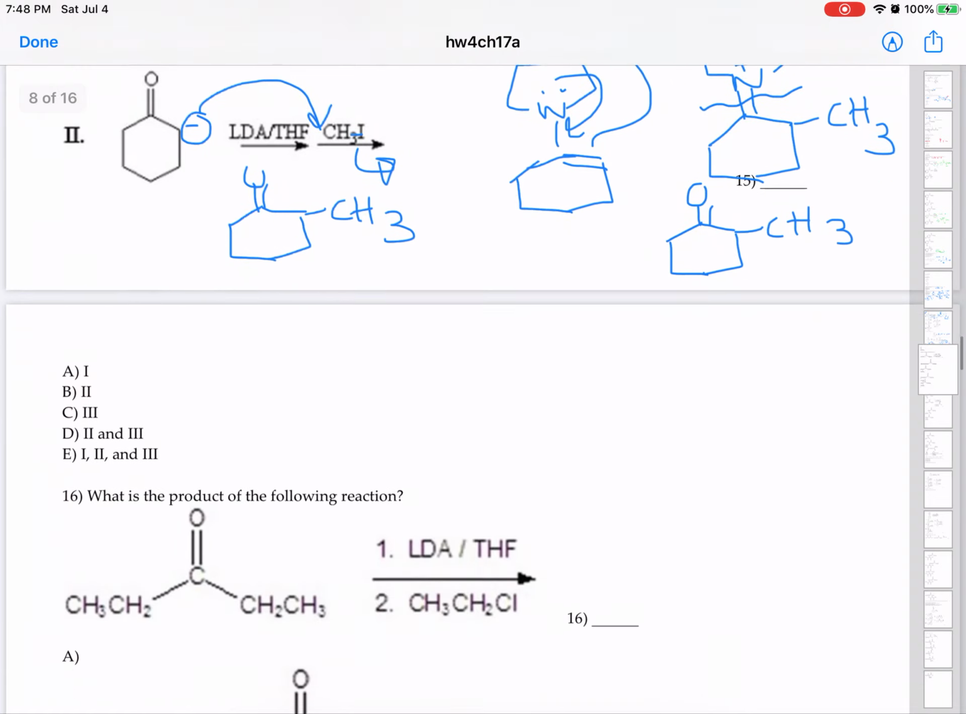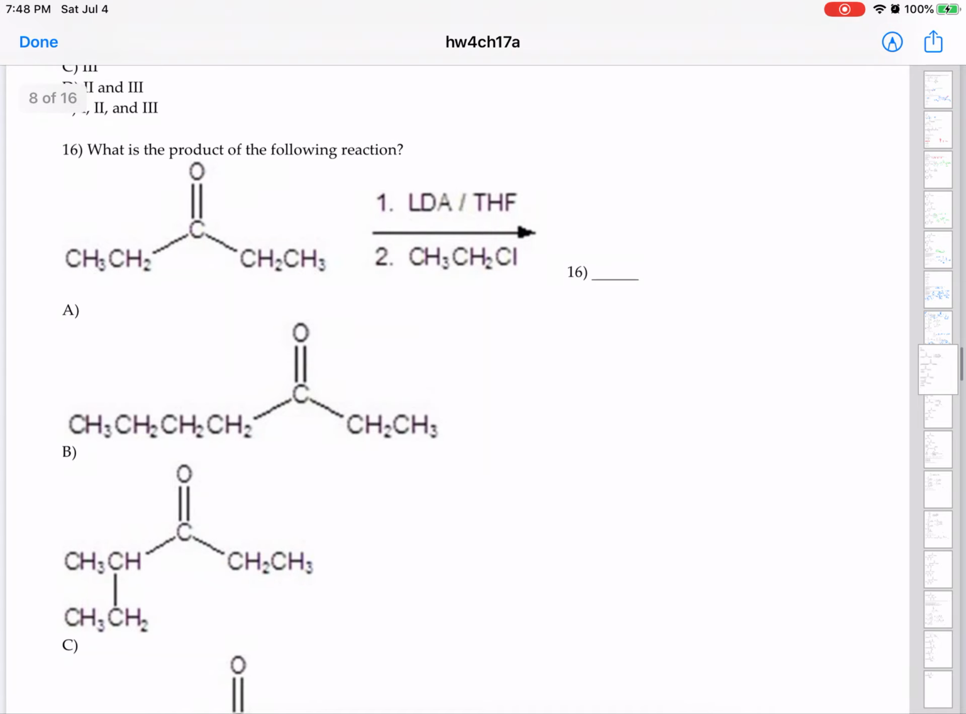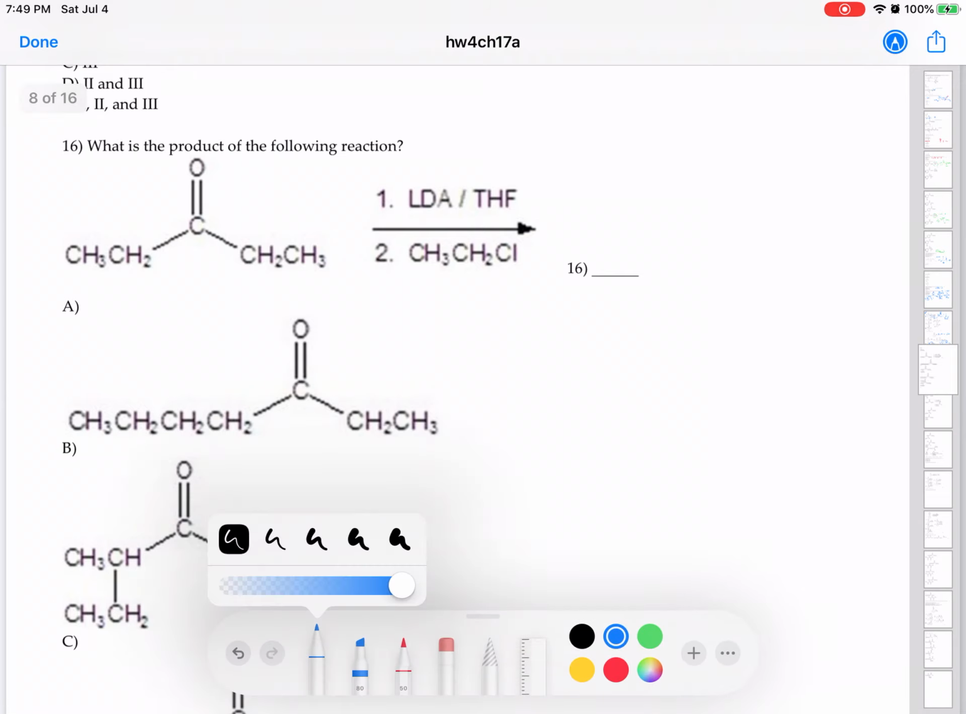Okay. Next one. What is the product of the following reaction? And with LDA, lithium diisopropyl amide, it is always the alpha hydrogen that's going to be lost, and then it can be reacted with the alkyl halide. So let me show you. Okay, that information you can refer to with the LDA. Similar information you can find in page 22, slide 22.